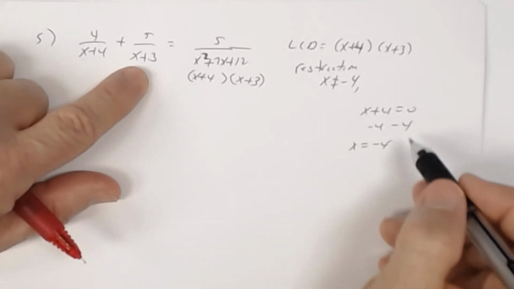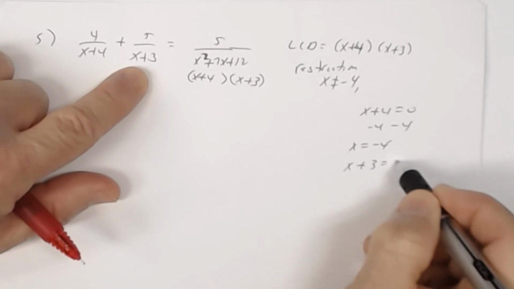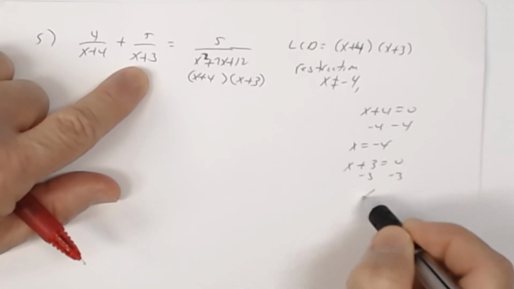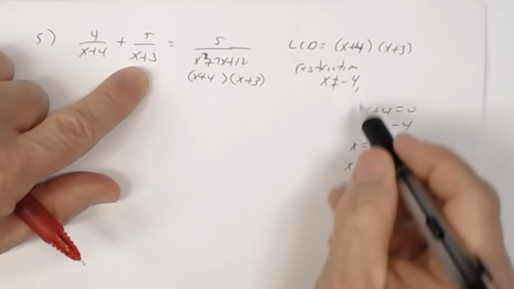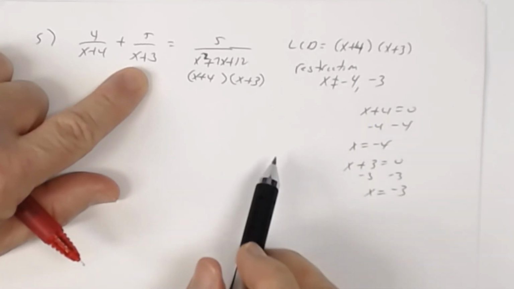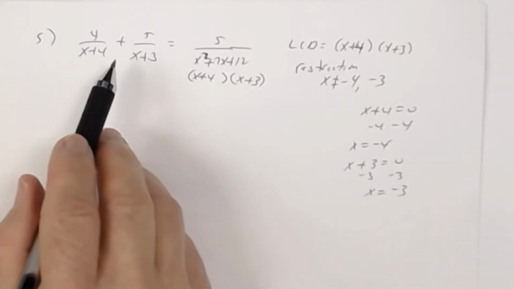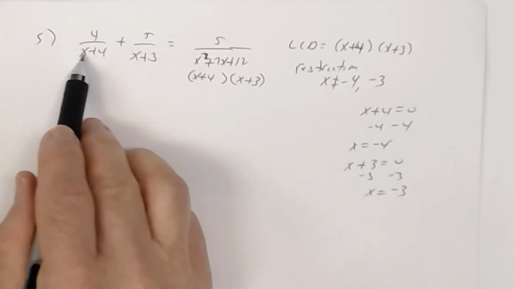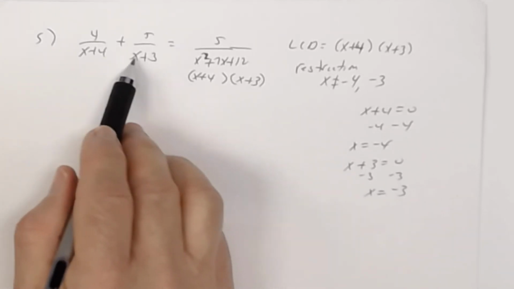The next one, x plus 3, same thing. What makes that 0? Well, if I subtract 3 from both sides, x equals negative 3. So there's the other restriction. So negative 4 and negative 3. It kind of makes sense because if you look at this, negative 4 plus 4 is 0. Negative 3 plus 3 is 0.